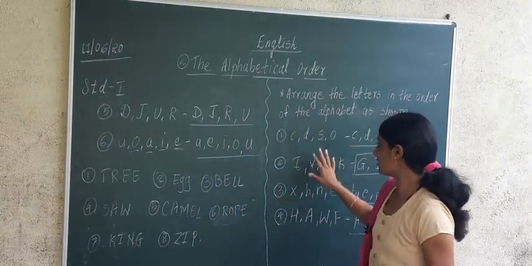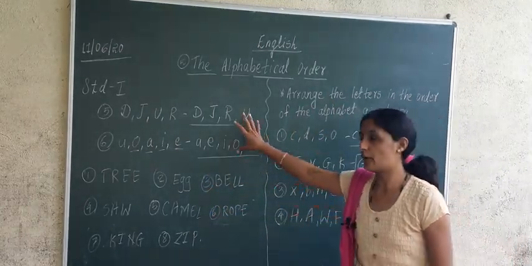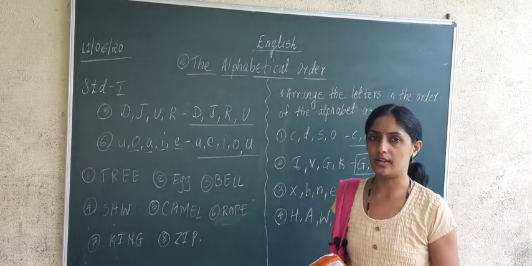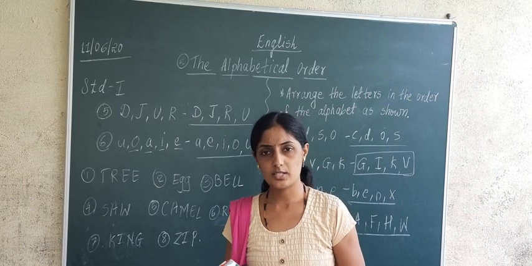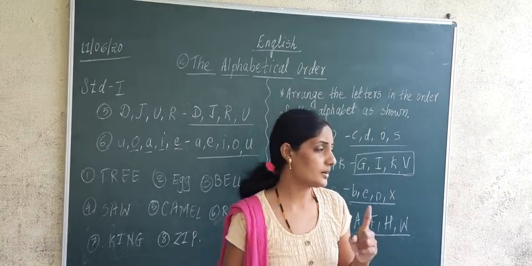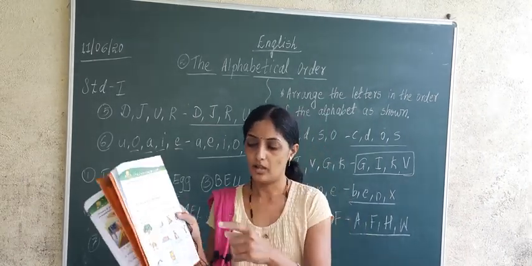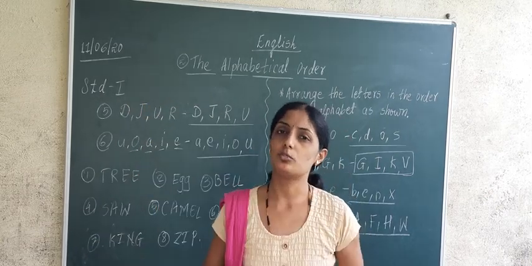Then write down the first question. In the first question 6 points are there. Those 6 points you write down in your notebook for today's homework. Are you understanding? Please complete your homework, and then about these pictures we will discuss in tomorrow's period.